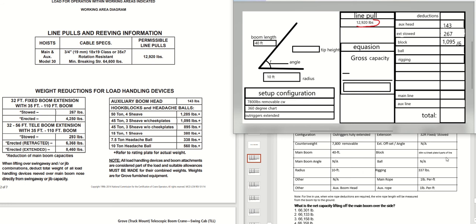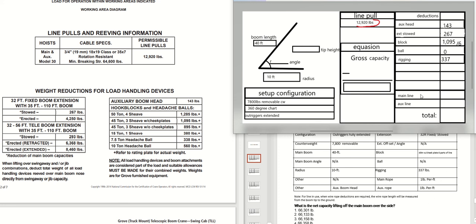So what's our next deduction? Our ball. We don't have a ball, so we don't have a whip line, so there's not going to be any deduction for that. So I will just put a big fat 0 right there. Or you can just leave it blank or not put it on there at all. Then our next one is rigging. Our rigging, and it tells us how much our rigging is, since that's not a normal deduction. Our rigging is 337 pounds. So I think that's everything for now.